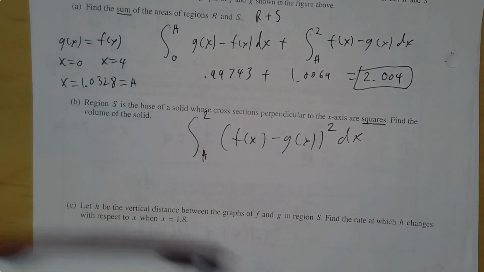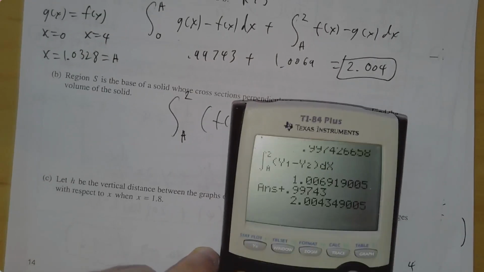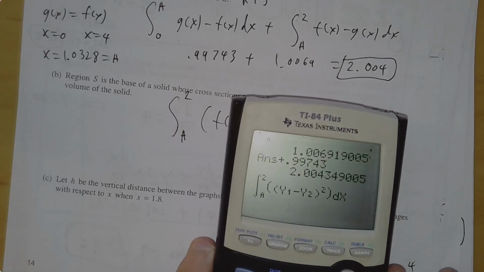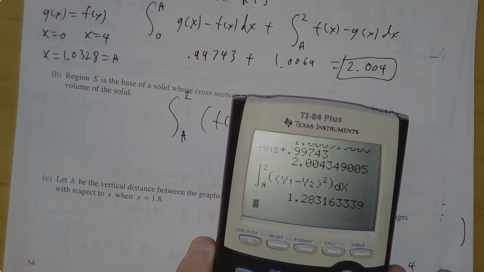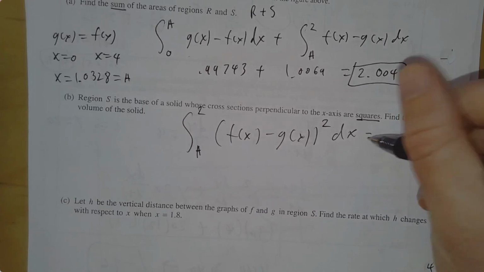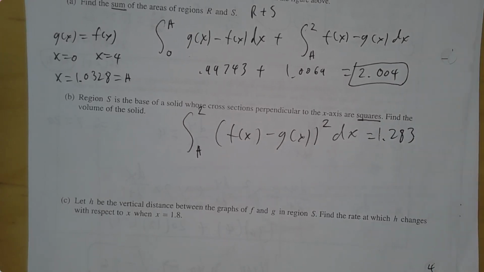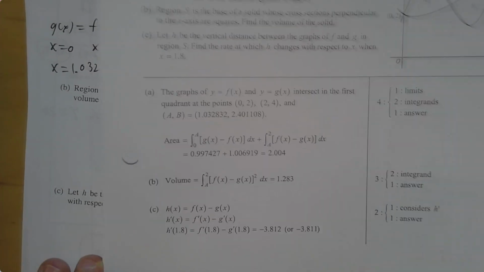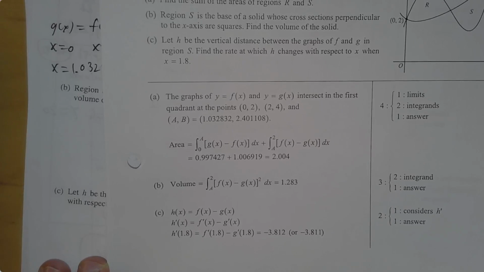So we can just go back here to this integral, and I'm just going to put in those parentheses so I can square it. And we get 1.283. Easy. Look at that. That's 3 points, guys. I mean, that's 7 points on a test. You can see how important volume is, right?